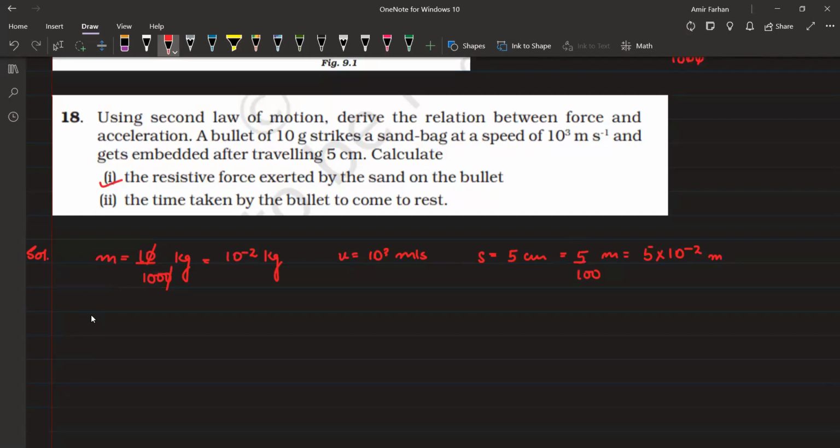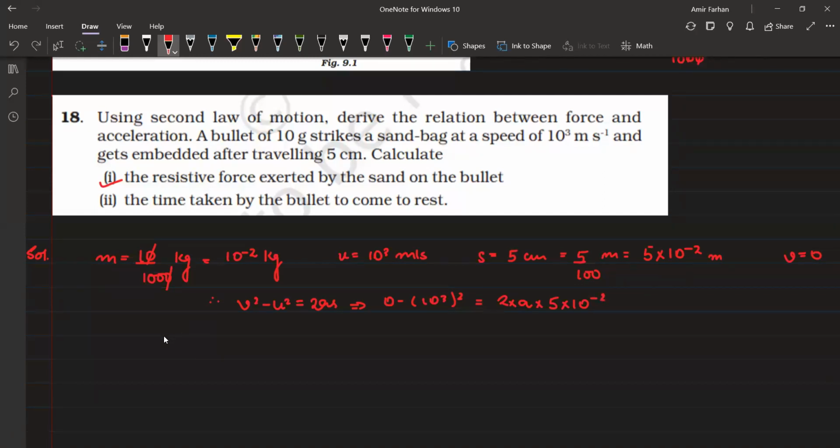So how will you calculate? You have to first calculate the acceleration to find out the force. Yes or no? Distance is given, initial velocity and final velocity are given, because final velocity is 0, and mass is given. These three quantities are given, so we can use the third equation of motion, v square minus u square is equal to 2as. So 0 minus 10 to the power 3 whole square is equal to 2 into a into s, which is 5 into 10 to the power minus 2.